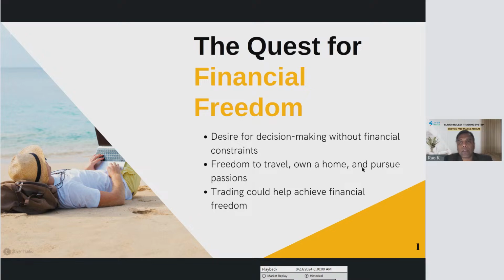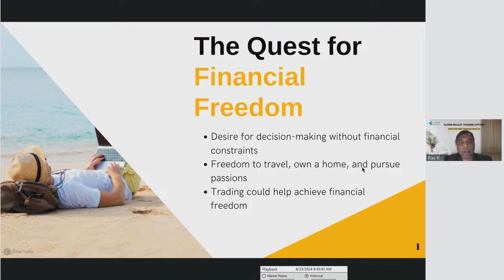And what's the measurement of financial freedom? Financial freedom gives us the ability to travel around the globe, own a home, pursue our passions without any constraints. So that's the measure of financial freedom. And we believe trading could help achieve that financial freedom. So for that, we have come up with a model.